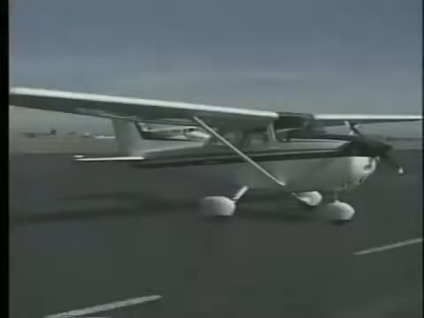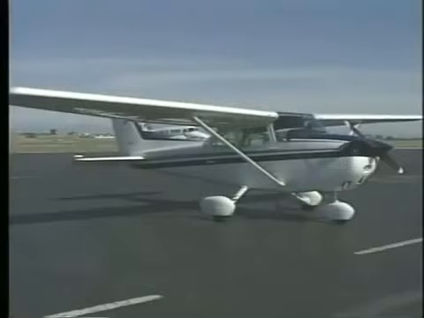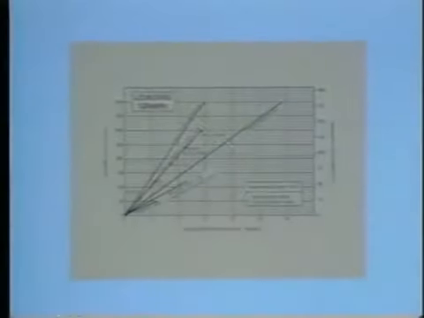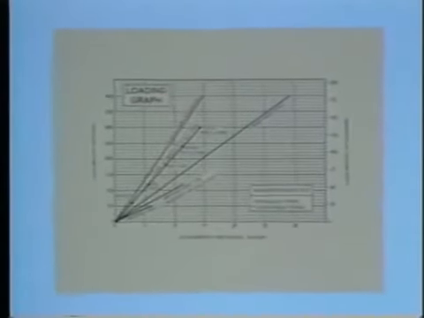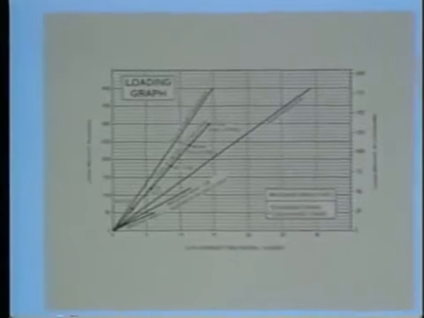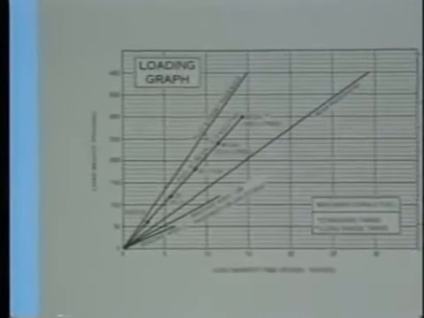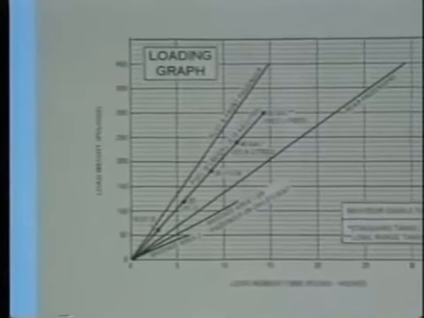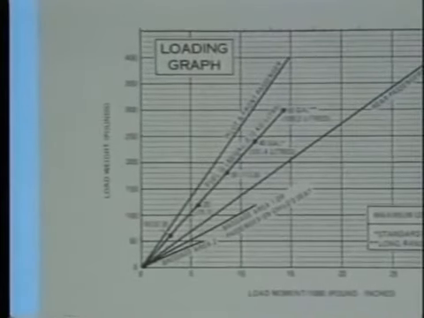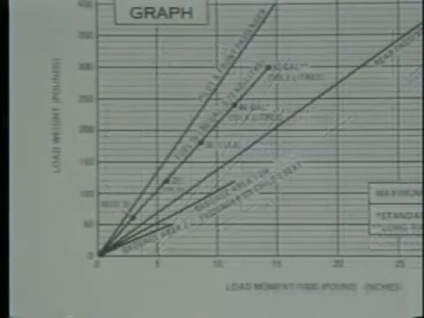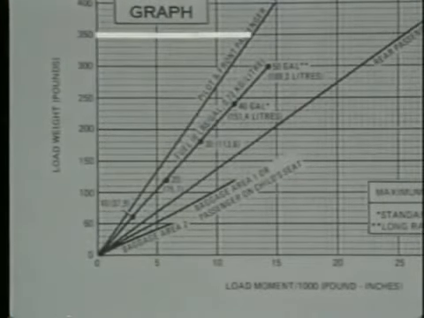Some aircraft manufacturers use the graph method, which is a simplification of the computational method. It allows you to determine the moment of each item without having to multiply each weight by its arm. In this example, assume this airplane is carrying the same load as before. To find the moment for yourself and your front passenger, enter the graph from the left side at 350 pounds.